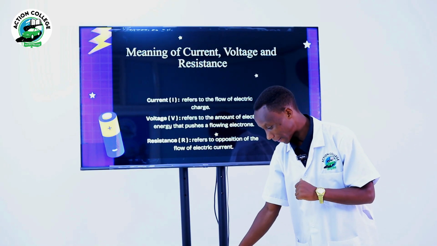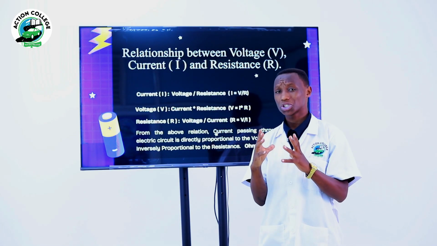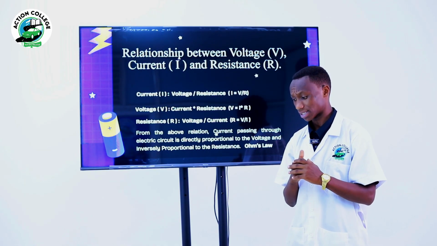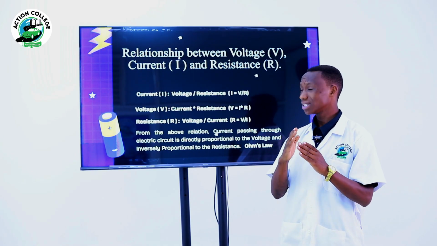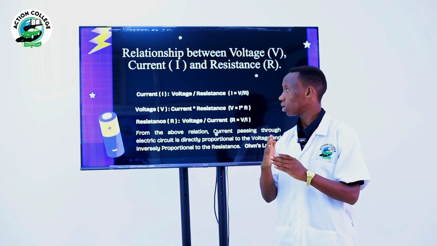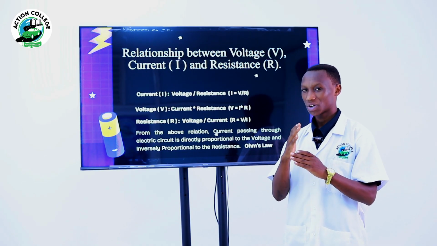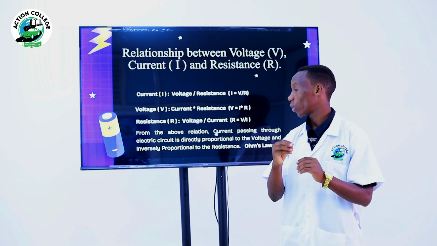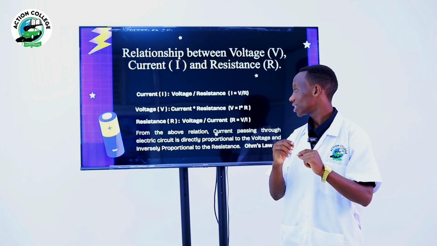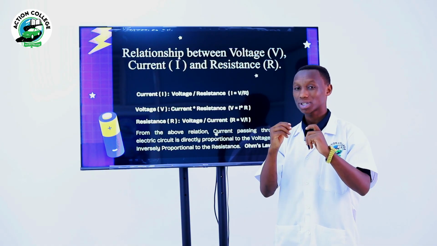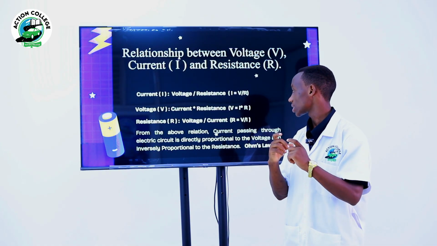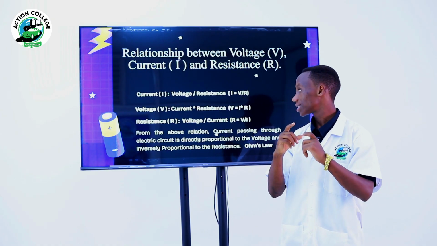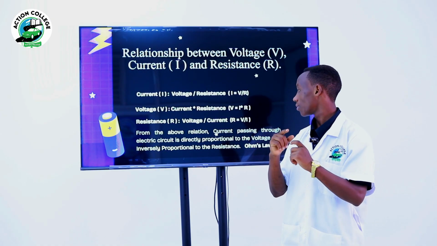What is the relationship between voltage, current, and resistance? Current is the ratio of voltage and resistance. That is, I equals V over R, where voltage is the product of current and resistance, V equals I times R, and resistance is equal to voltage over current, R equals V over I.